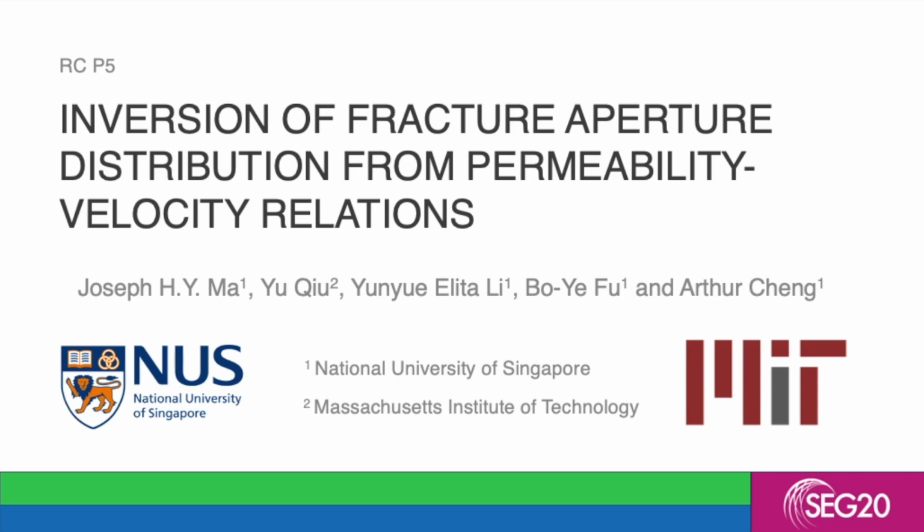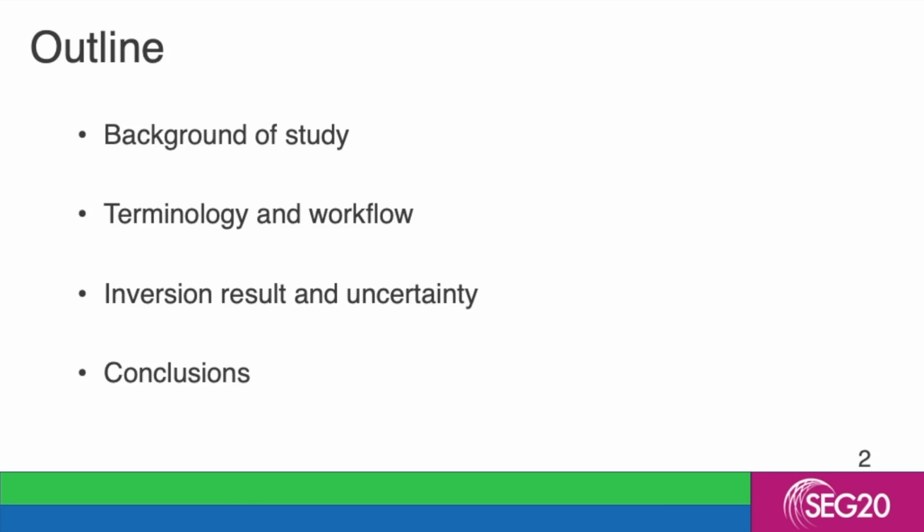So in this talk, I will walk you through the inversion of fracture aperture distribution from the permeability and velocity relations. I will start off by giving a background of this study, and then I will mention the terminology on which the inversion is conducted and how the overall workflow works. After that, the inversion result and the associated uncertainty will be presented. And at the end, I will provide a conclusion to this talk.